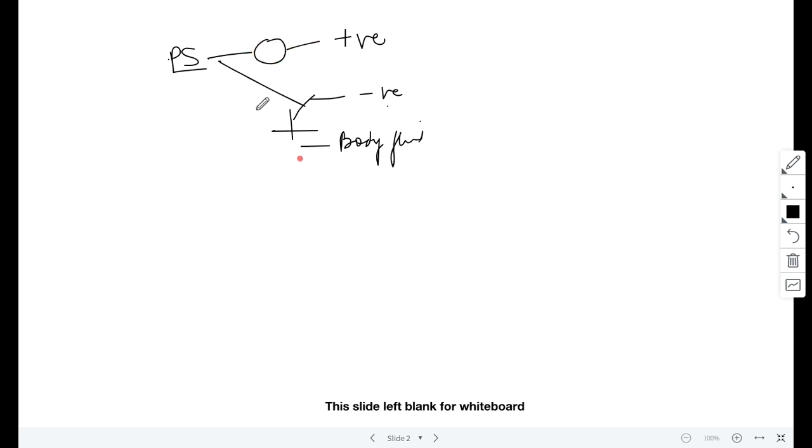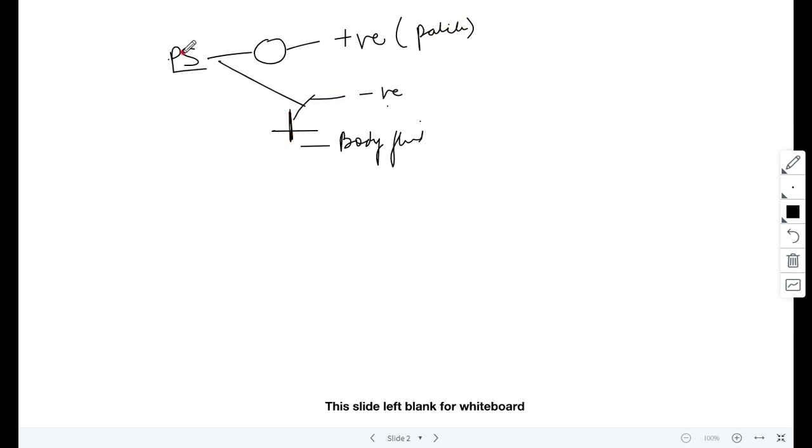I'm not making a person, I'm just telling you like this. The positive is connected to the patch of the skin, and the negative is connected to the hair. This is hair.